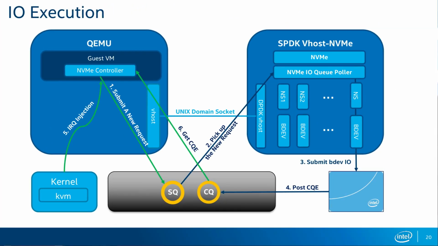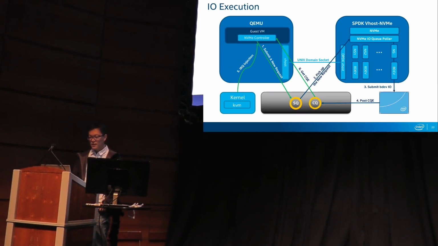So this is one example of the I/O execution process. The guest will send this new I/O to the submission queue, and SPDK will start a poller, just polling this submission queue, and it will pick up this new request and send it to the backend devices. And after the backend completes this I/O, it will post the completion entry into the completion queue, and will inject the IRQ into the guest.